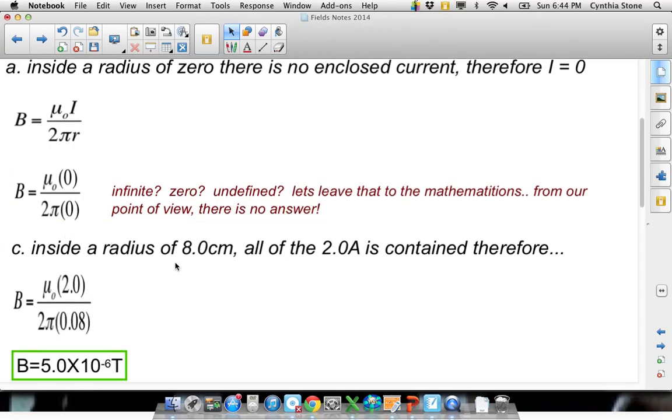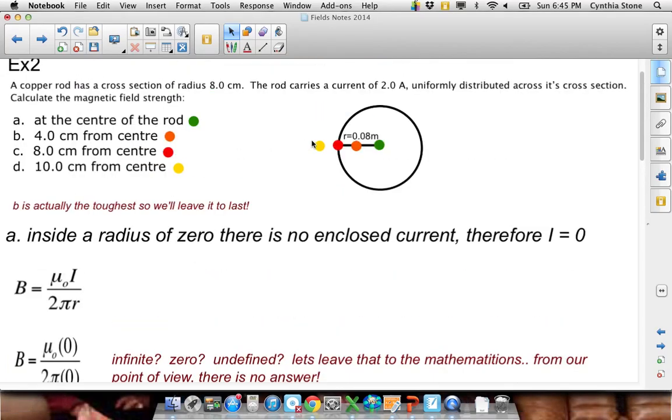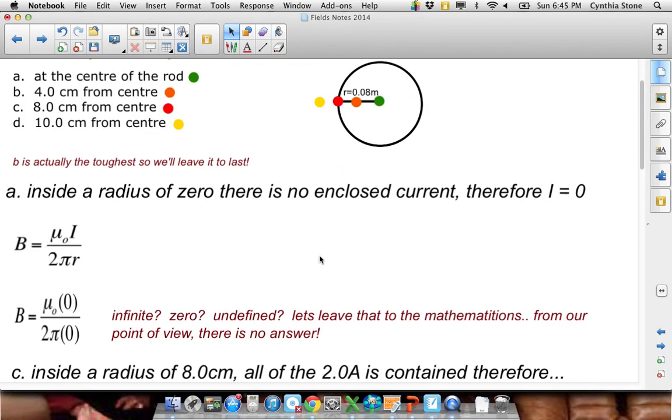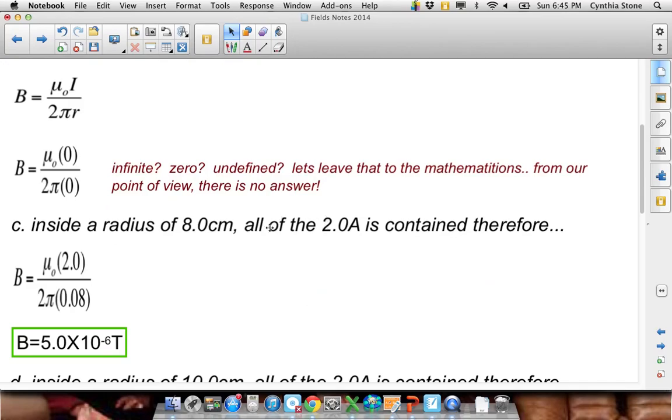So inside a radius of 8 centimeters, so part C is 8 centimeters, so that's just on the surface here. So this one's actually very straightforward. You got the whole 2.0 amps contained in that area. Okay, so your I is 2.0 amps. And you just apply the formula, just as you see it. You'll have to practice putting it in your calculator, but you get 5 times 10 to the negative 6. I don't know if that's a reasonable number, so I'm not going to check mark it. When we have something to compare it to, we might. So this is just straight application of the formula, no problem. And actually, same as 10 centimeters.